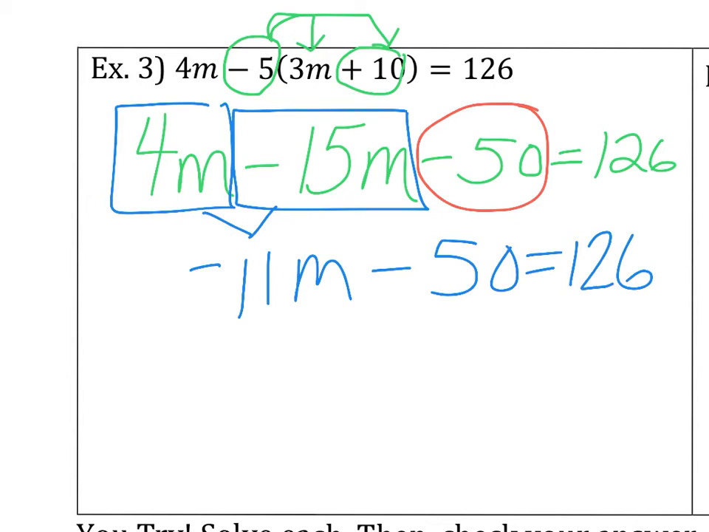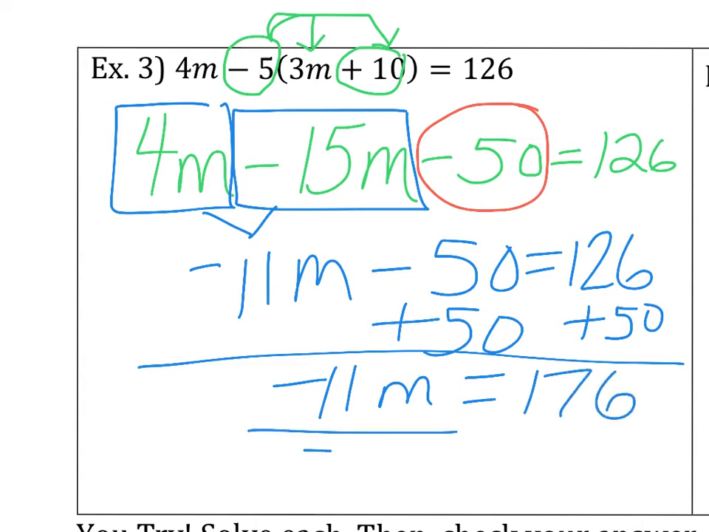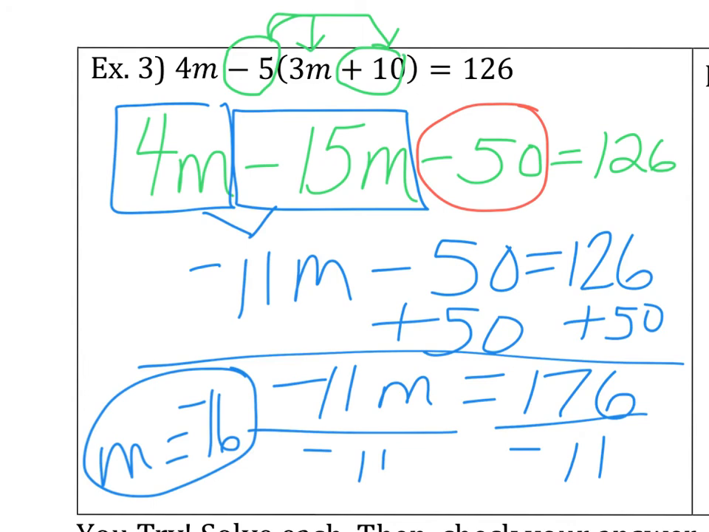All right, keep going. We have to get the negative 11m by itself. Negative 50, the inverse operation would be, we're going to add 50 to both sides. All right, so negative 11m is equal to 176. Dividing both sides by negative 11. All right, what's that equal? m is equal to, okay, positive divided by negative, so it's going to be a negative 16. All right, if you want, you can plug it in Desmos. Check it out. Make sure you're right.